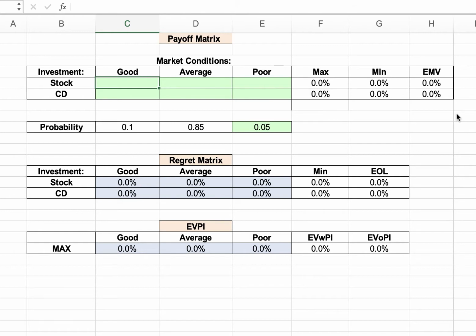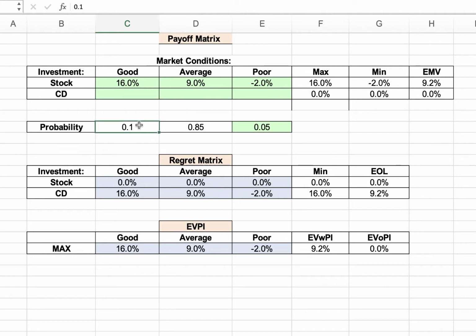And here we have 2 investment alternatives. One is a stock investment and the other is a CD. The stock investment varies according to the market conditions. So we're modeling 16% for a good market, 9% return for an average market, and negative 2% in a poor stock market.